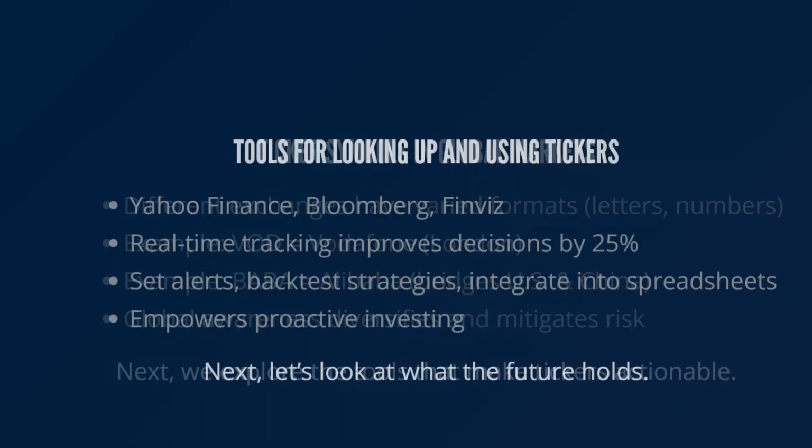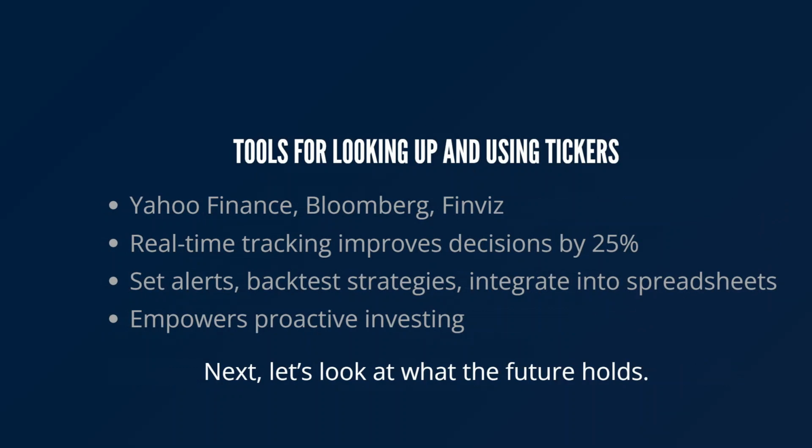Slide 10, Lesson 7, Tools. Technology makes ticker symbols actionable. Platforms like Yahoo Finance, Bloomberg, and FinViz let you track real-time prices, screen for opportunities, and backtest strategies. Alerts and watch lists help you stay ahead without getting overwhelmed. Tools democratize information, putting the same data professionals use into your hands. Think of them as amplifiers. Your understanding combined with the right tool creates leverage for smarter decision-making.